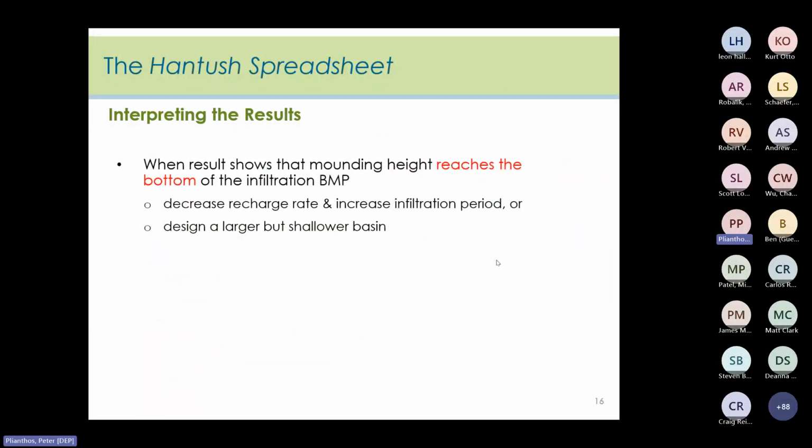Furthermore, if the mounding height just touches the bottom of the BMP, the rate of recharge will also be slower than the design value for the vertical saturated soil hydraulic conductivity. When this happens, you can stretch the duration of infiltration period while decreasing the recharge rate, or you can spread the volume of runoff to be infiltrated over a larger area. When opting to increase the footprint, you'll be able to use a shallower depth.